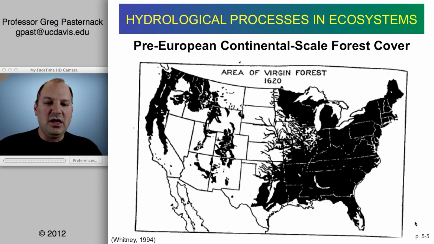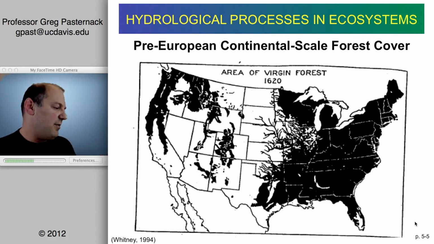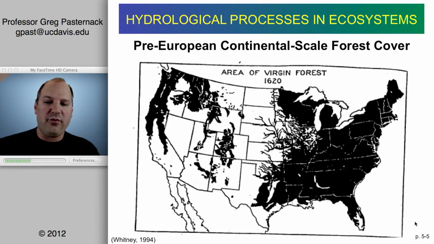So this is a map, and this map comes from the book, which I have right here, called From Coastal Wilderness to Fruited Plain by Gordon Whitney, which is from 1994. The reference is in the last slide of this presentation. And it shows the state of the forest as best as can be reconstructed in 1620. So the areas in black are the areas of virgin forests, and the areas in white would be non-forest natural landscapes like grasslands, open water, mountaintops that are devoid of vegetation, and deserts. Also wetlands and other kinds of wetlands.